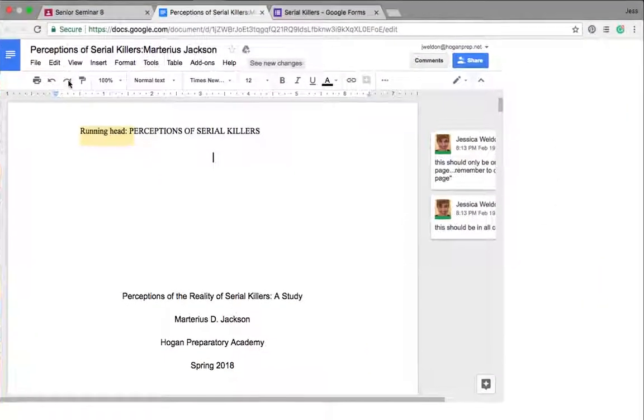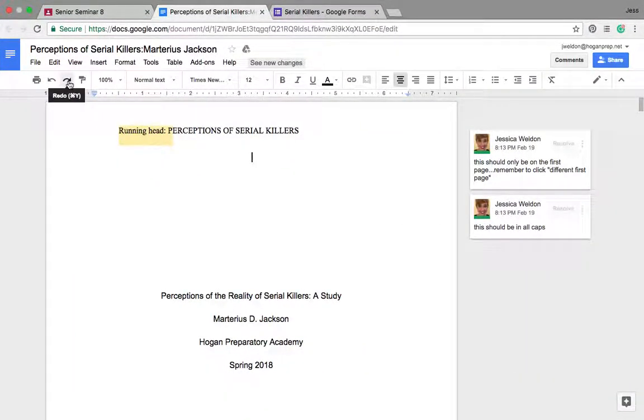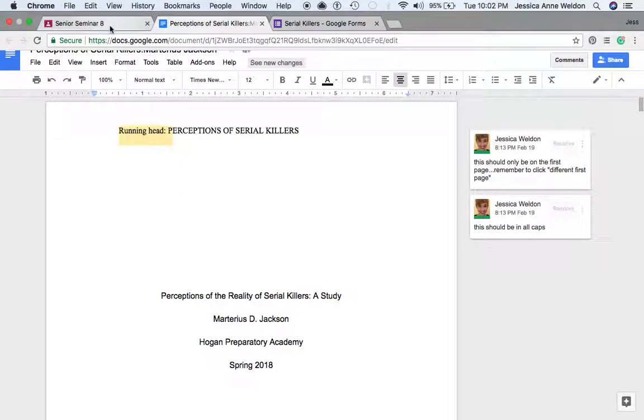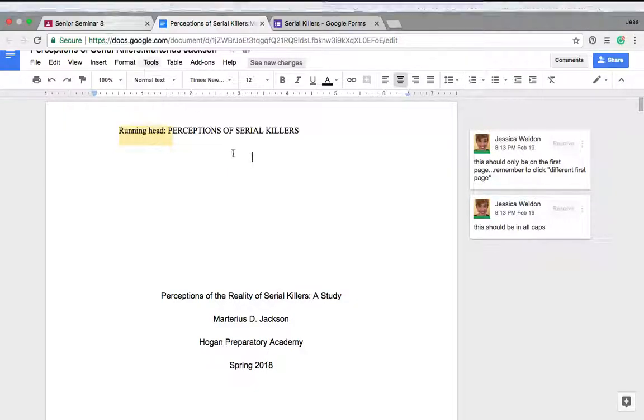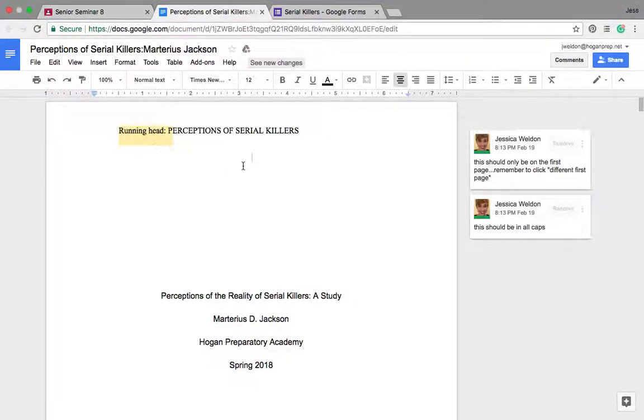So right now I'm going to show you how to do the sampling section of the methodology. Before we get started, you need to make sure that you are in the Google Classroom and you have already pulled up your senior paper and your survey. That's really important. The first thing you're going to want to do is navigate to the methodology section of your paper, specifically the sampling section.